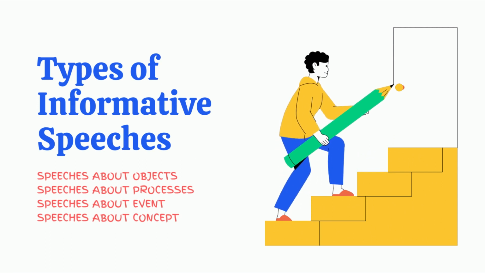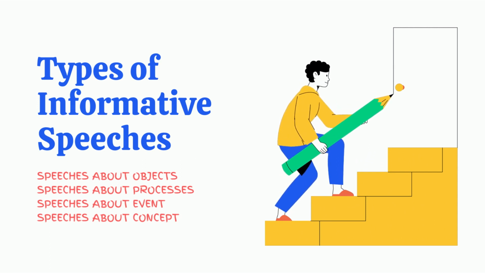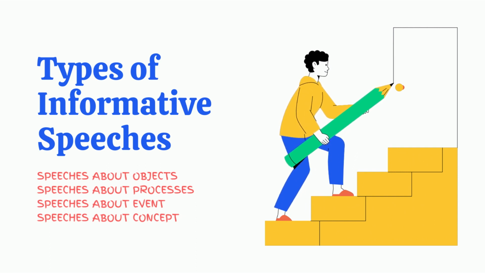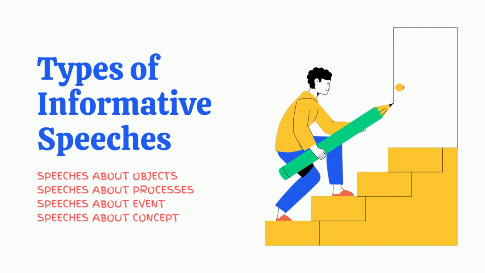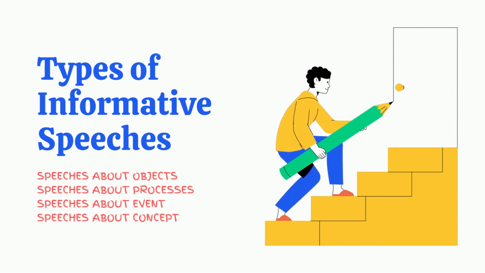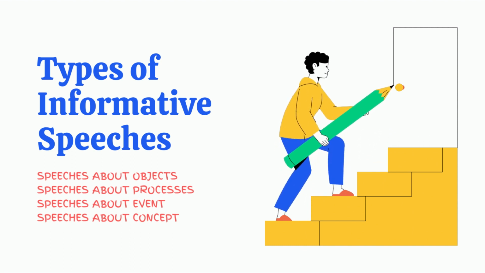Types of informative speeches. There are 4 types of informative speeches. Number 1, speeches about object. Number 2, speeches about process. Number 3, speeches about event. And number 4, speeches about concept.